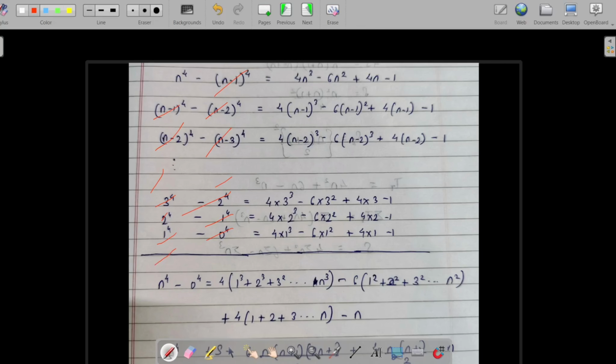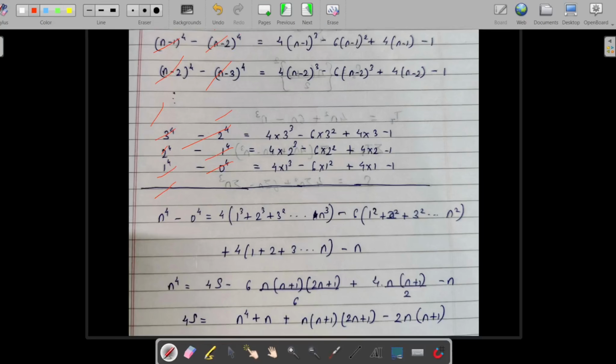N raised to power 4 minus 0 raised to power 4 is n to the power 4. Again, these are all sum of first n cubes. This is sum of first n squares. This is sum of first n numbers. And this is minus 1, n times, minus 1. It reduces to this. N raised to power 4 is 4.